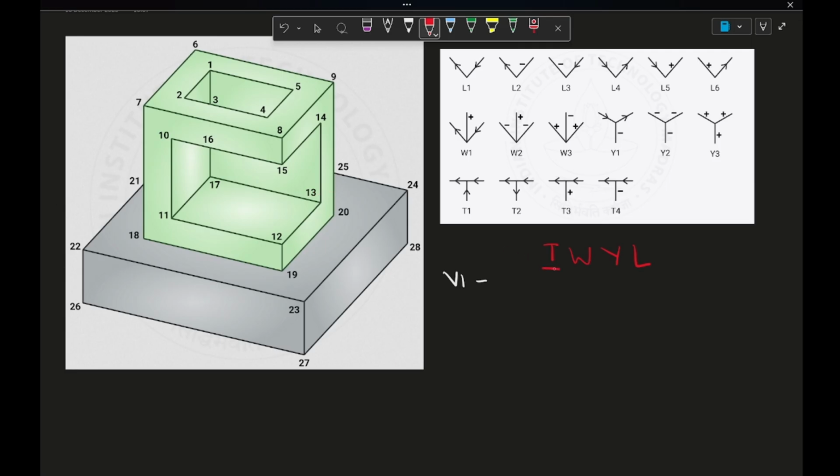Okay, so let's try to follow this thing. Okay, TWYL. So, firstly, there's the T junction here, this one.